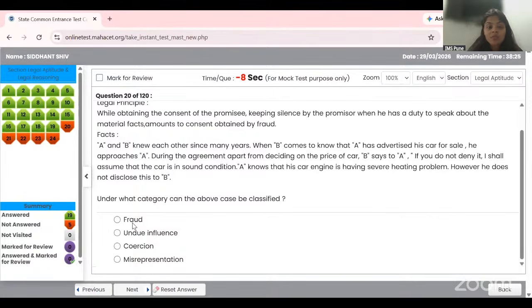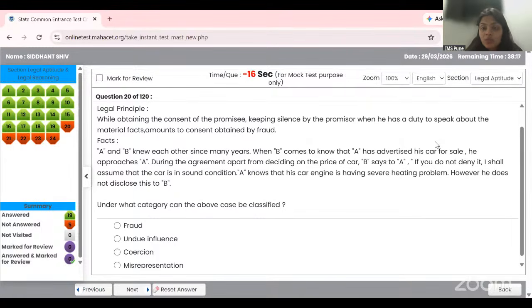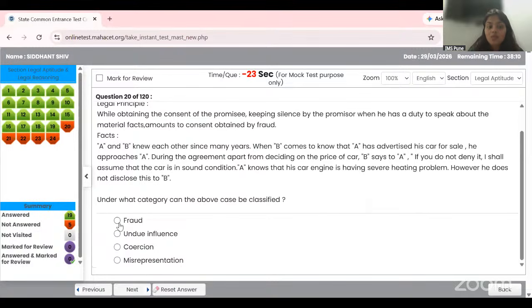What case will it be? So do you think it's fraud? Yes, because you were silent in the situation when there was a duty to speak about the fact. So that amounts to breach. That amounts to deceiving, deception. So yes, there is fraud, but there's no undue influence. Why? Because the purchase was not happening because of certain dominating power or position. There was no force used, so there's no coercion. Now there's no misrepresentation also, because you have not misrepresented anything. You have not said anything falsely. So there was no misrepresentation also.